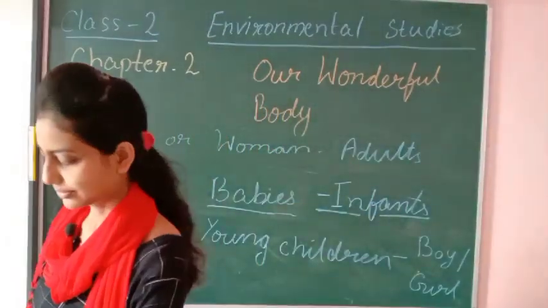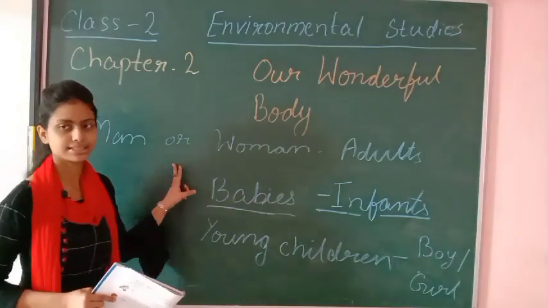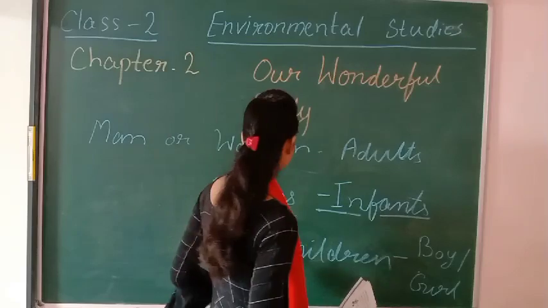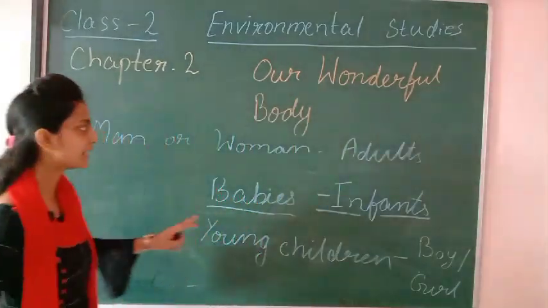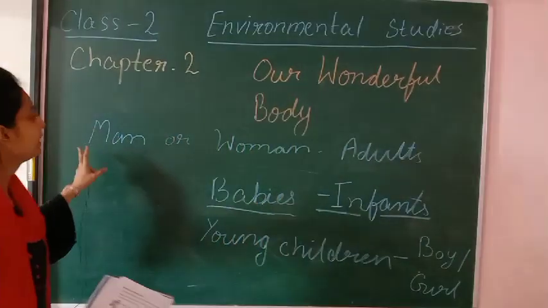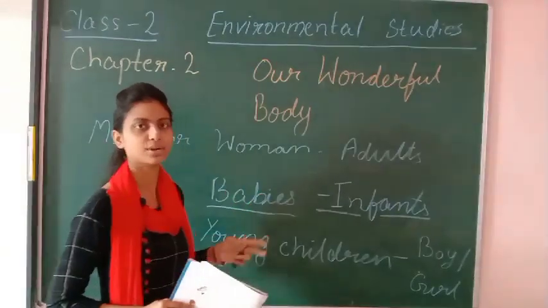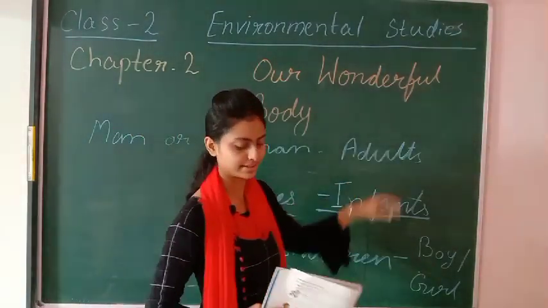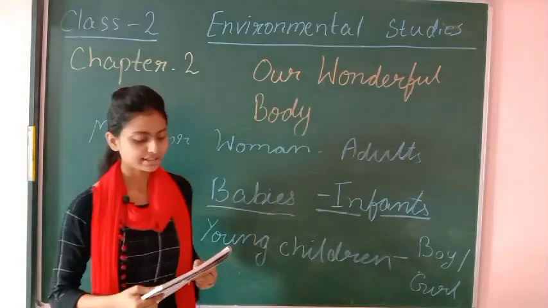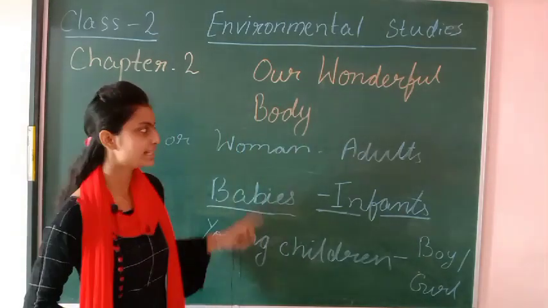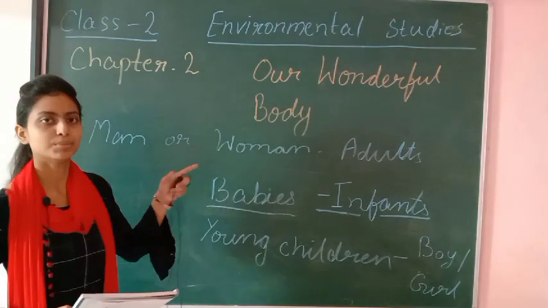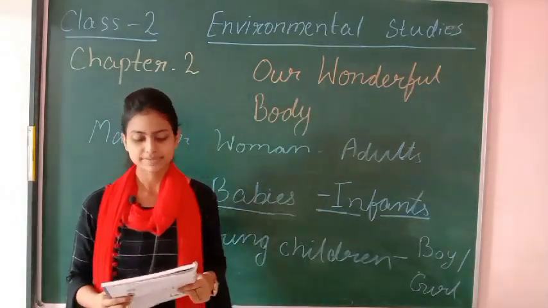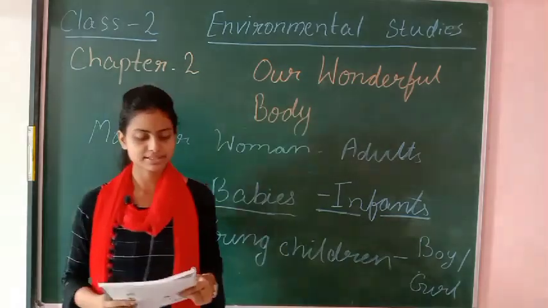Now I think you understand what an adult is. Babies are known as infants, young children are a boy or girl, and after that when they become bigger, they are known as man or woman, which are your father and mother, who are adults. Now adults grow older with time. As time passes, they become older and older. As they grow older, we become weak and our appearance changes.